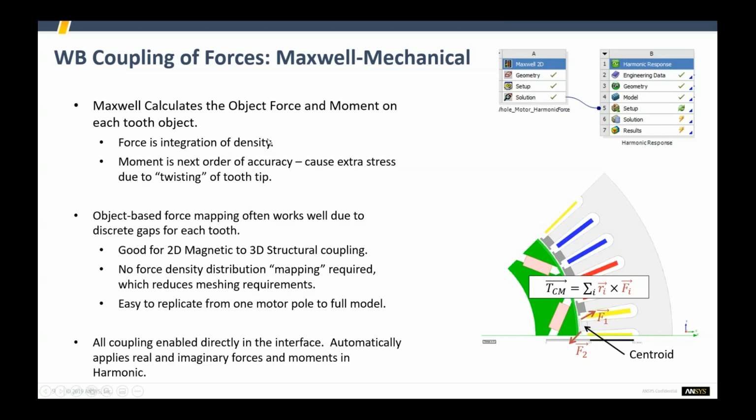Object-based force mapping often works well due to discrete gaps for each tooth. It's good for 2D magnetic to 3D structural coupling. No force density distribution mapping is required, which reduces the mesh requirements. It will also be easy to replicate from one motor pole to the full model. So that's why we would usually start with a 2D model, then expand it to the entire 3D model. All of this coupling is enabled directly in the interface and automatically applies real and imaginary forces and moments in Harmonic.